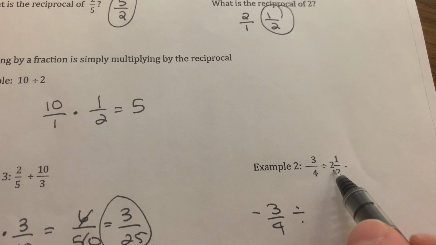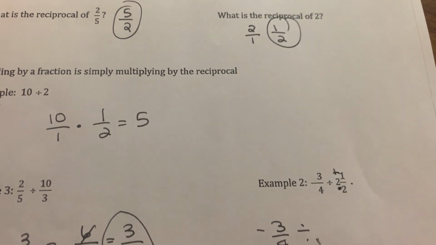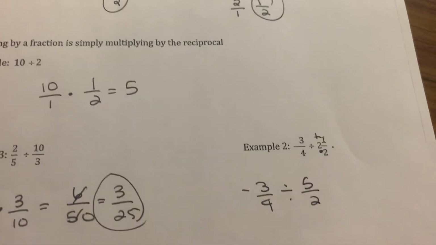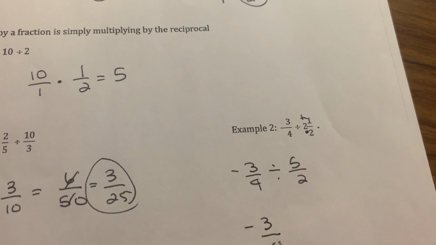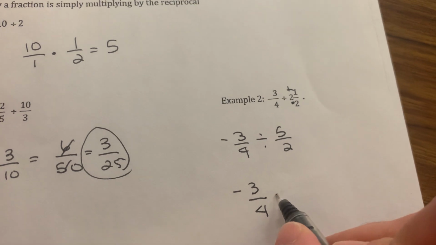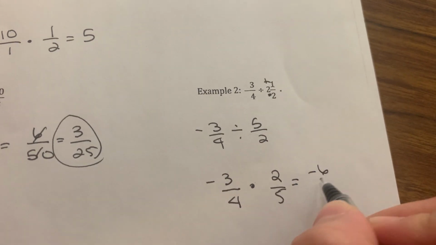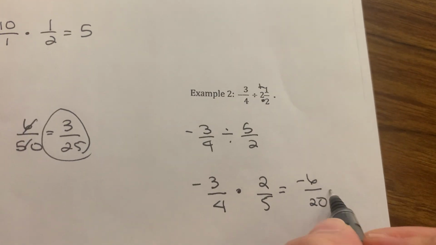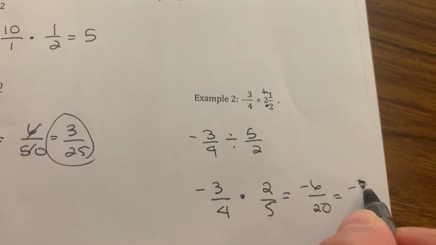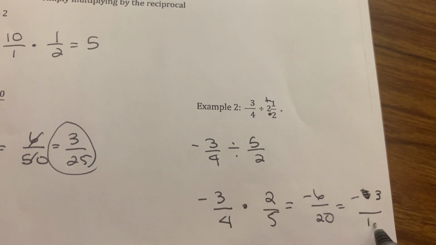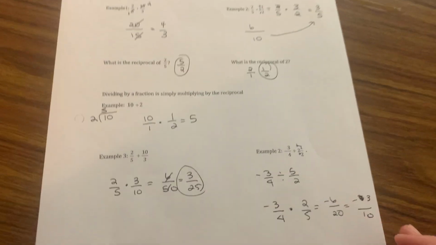Well, 2.5 is actually 5/2. So when I divide by a fraction, I'm really multiplying by the reciprocal. So I get negative 6 over 20. We'll just cut each piece in half. 3/10. And that's it. Okay, so it's just a lot of pre-algebra review.